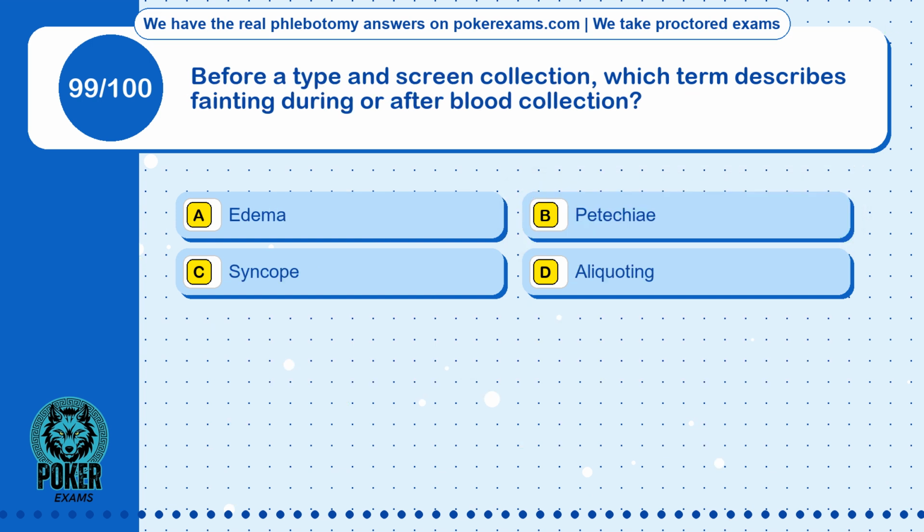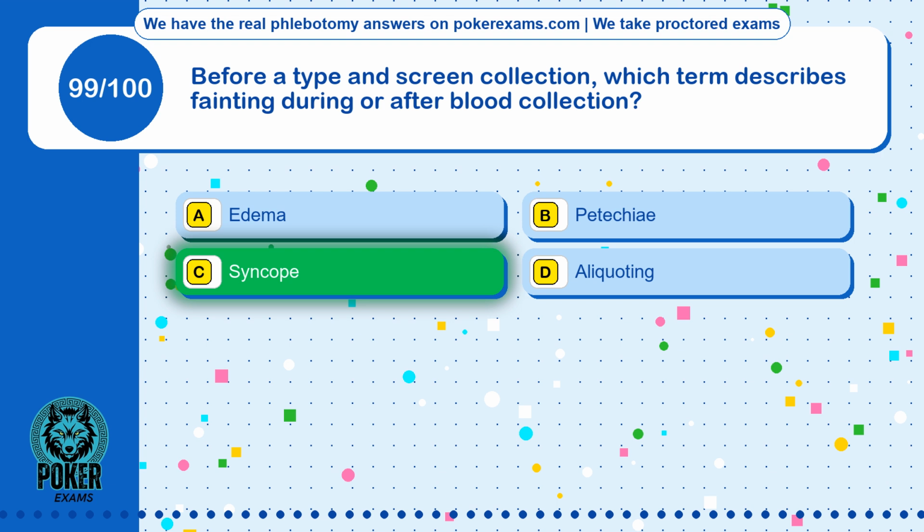Question 99. Before a type and screen collection, which term describes fainting during or after blood collection? Option A. Edema. Option B. Petechiae. Option C. Syncope. Option D. Aliquoting. The correct answer is option C.